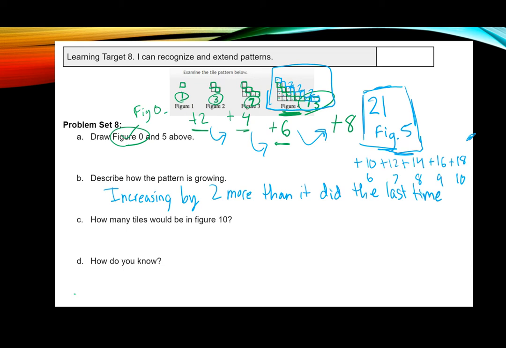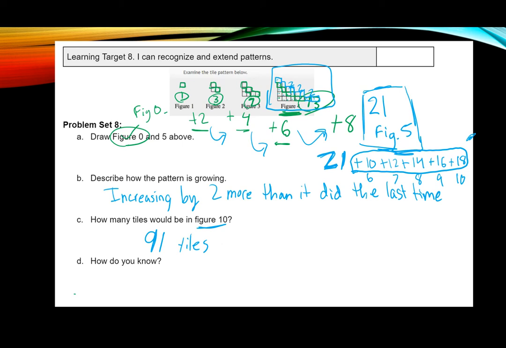Okay, now I got to add all this to 21. So I'm going to do 21 plus all of this that follows, my next 5 figures. So 21 plus 10 plus 12 plus 14 plus 16 plus 18. 91 tiles in figure 10.